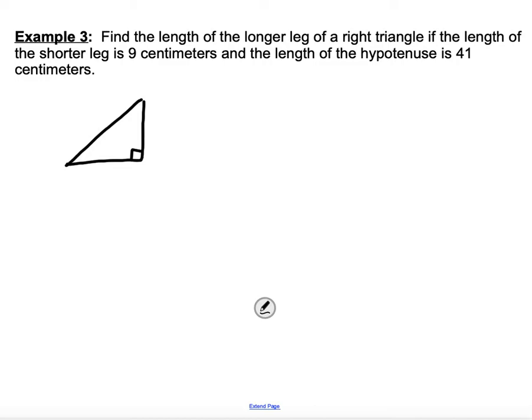So the length of the longer leg, we're supposed to find the length of the longer leg. So this looks like a longer leg to me. The shorter leg there is 9 centimeters. The hypotenuse is straight across from a 90-degree angle. And they told us that's 41 centimeters. So again, it's a right triangle. We have two sides given. We have one missing side, so we can use the Pythagorean theorem. Go ahead and substitute your values in there after you identify A, B, and C of your triangle.